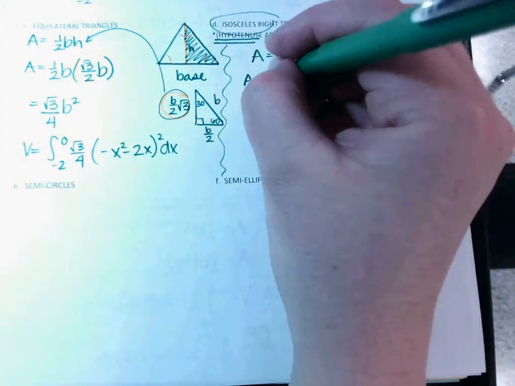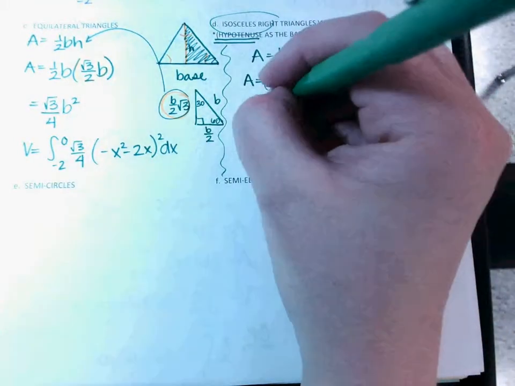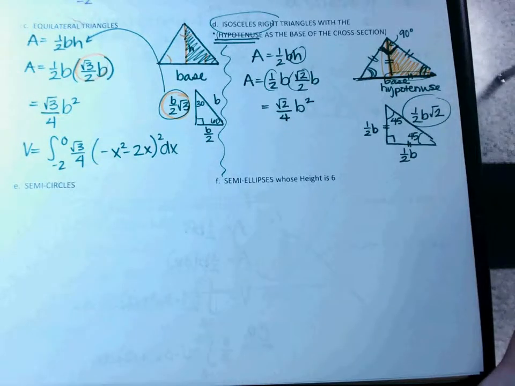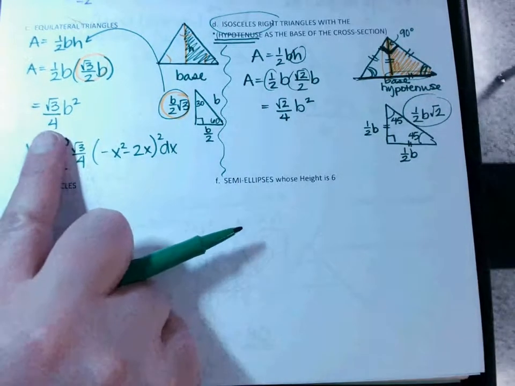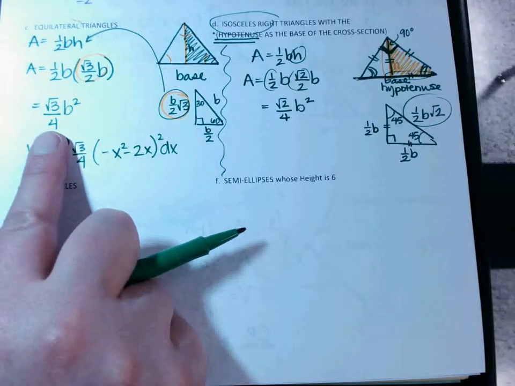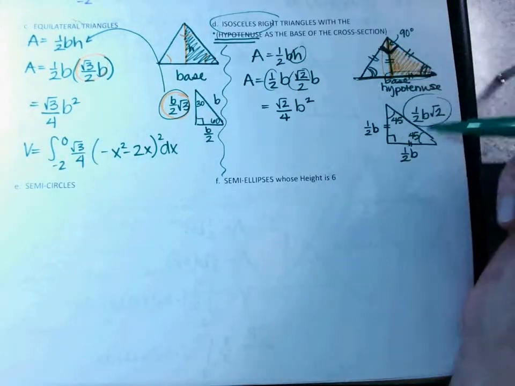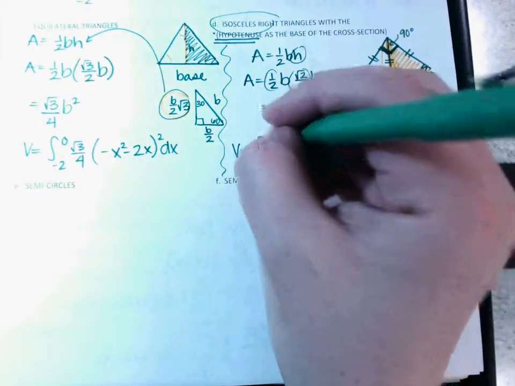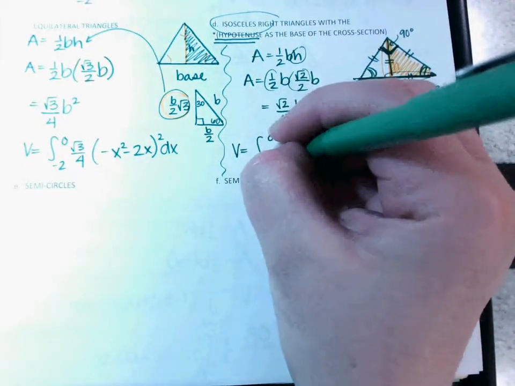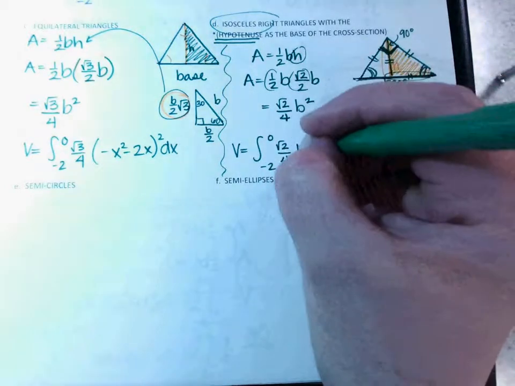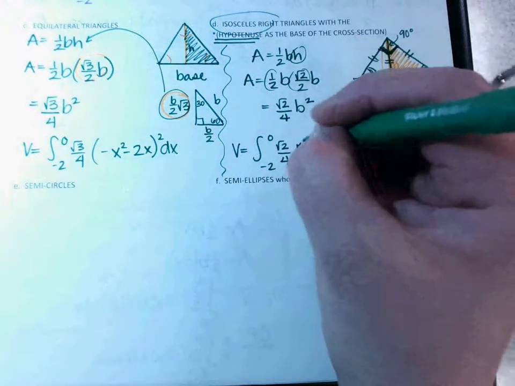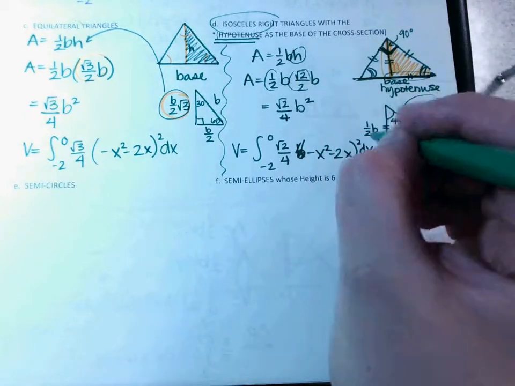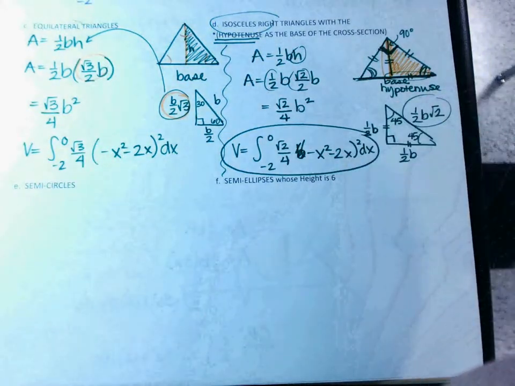Okay, so then half times root 2 over 2 is going to be root 2 over 4. And then b times b is still b squared. So you'll notice that I still end up with kind of a weird variation of your area formula, but it's just using those special rights. So then my volume equals the integral from negative 2 to 0 of root 2 over 4, oh, not b, it would be negative x squared minus 2x, squared, dx. And so that would be your answer.